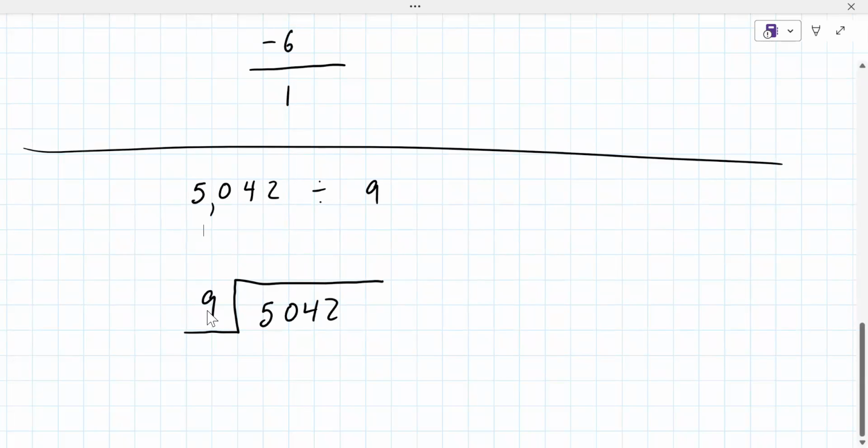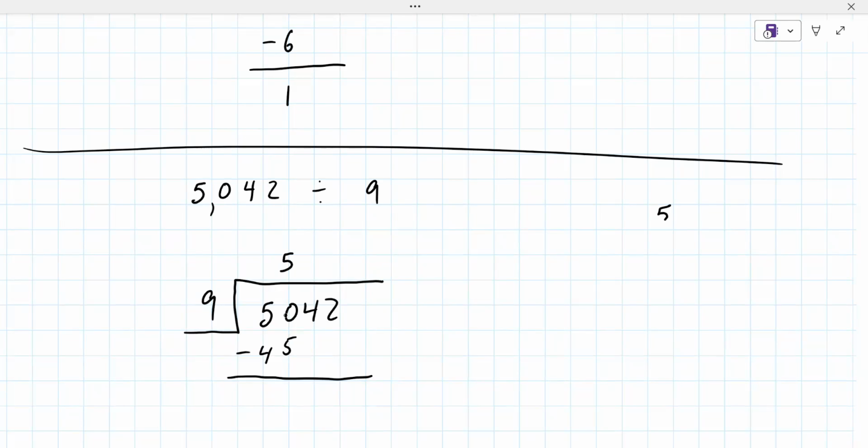No. Does 9 go into 50? Yes. Okay, how many times? 5. 5 times 9 is 45. You subtract, what is 50 minus 45? 15. Say that again. 15? Yes. Try again.